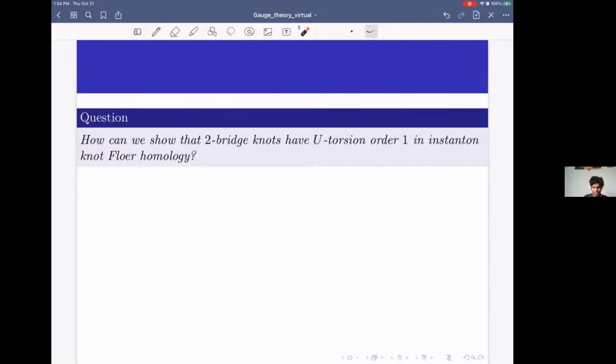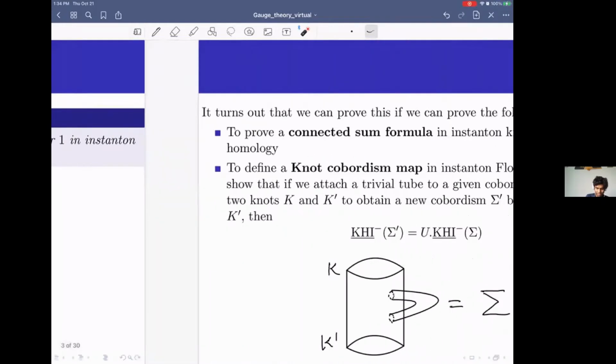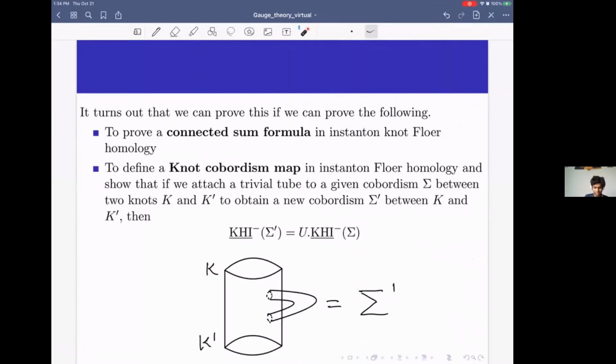The reason I was interested in this is that now we have a large surgery formula in the instanton Floer setup, due to the work of Lee and Ye. So this fact might be useful in computing framed instanton Floer homologies of large surgeries of two-bridge knots. It turns out that we only need to prove two facts to show the U-torsion order of two-bridge knots is 1, in the spirit of the paper by Ghosh, Miller, and Zemke. The first is to prove this connected sum formula, which is the topic for today.